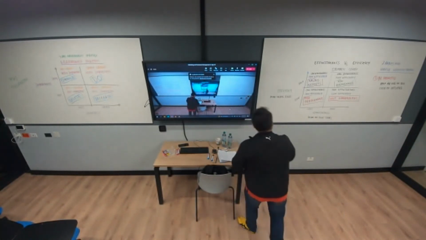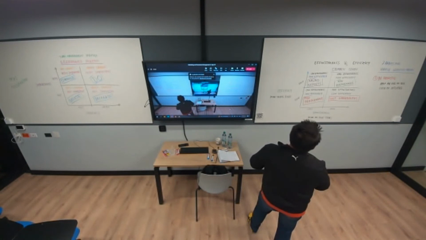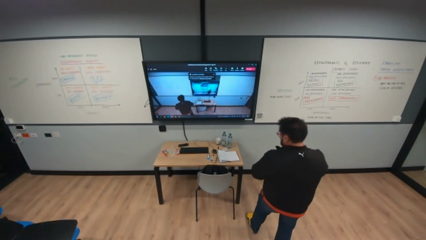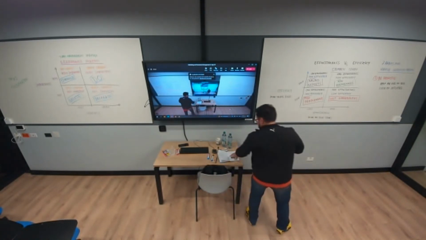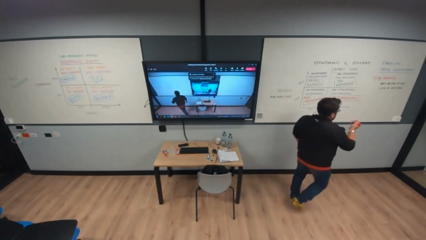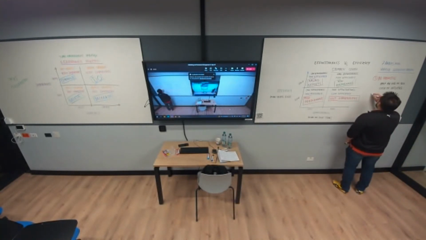Okay, the second habit that Stephen Covey proposes for this topic is begin with the end in mind. Begin with the end in mind.